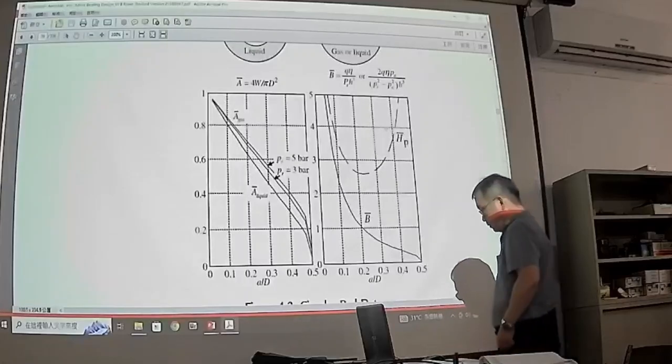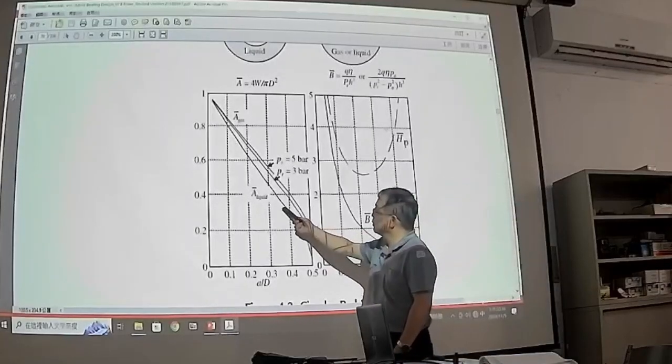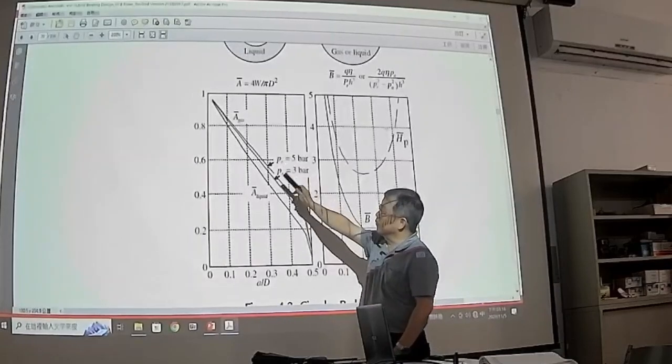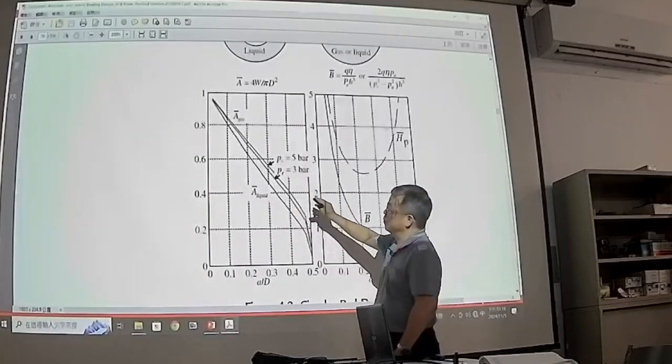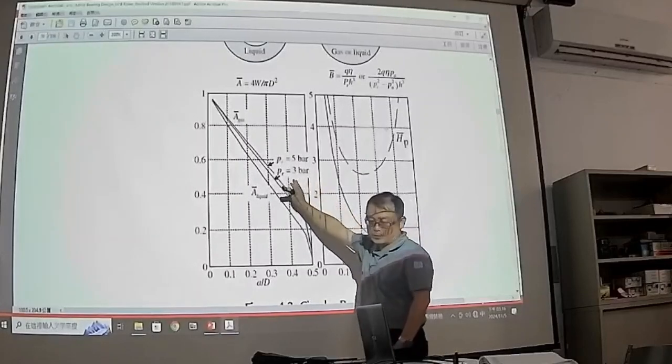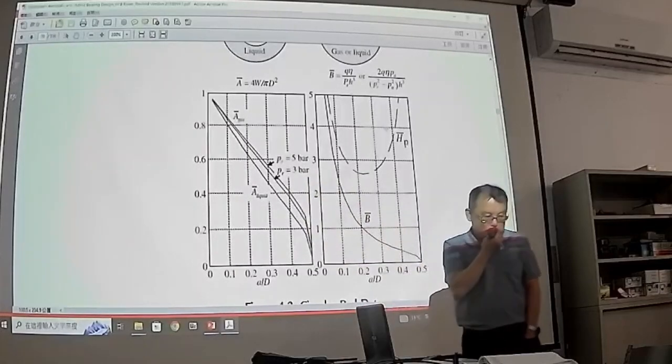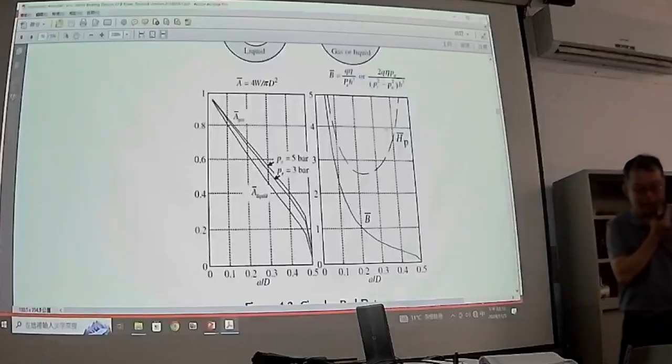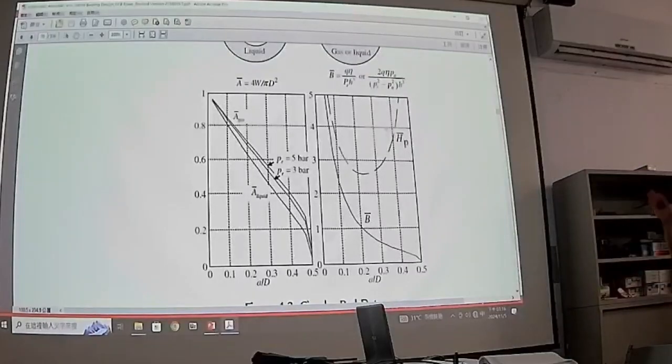This one is hydrostatic bearing, and these two are the air bearing. So for air bearing, you have only two recess pressures, because for the air bearing, as I mentioned before, usually the supply pressure is not greater than 6. So the recess pressure like this is already overestimated. Okay.